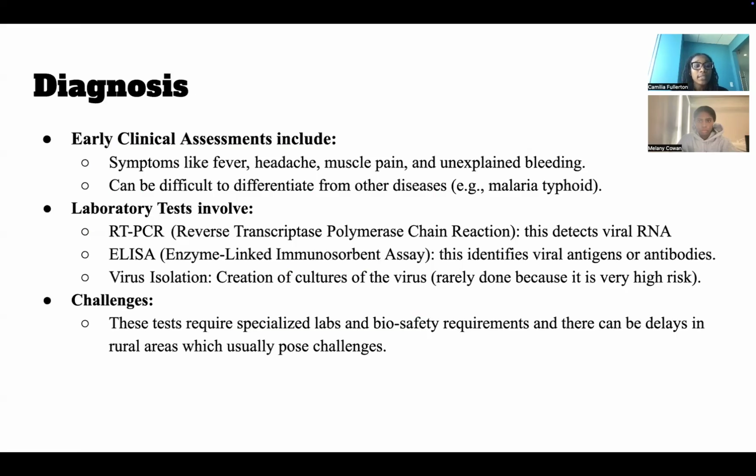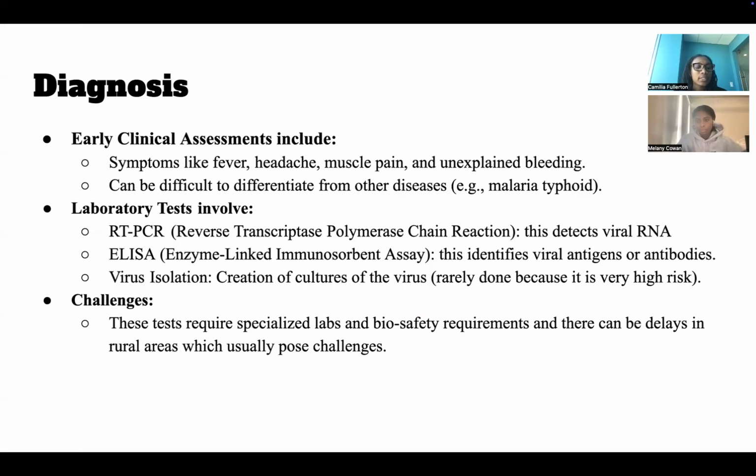So in some cases, Ebola can show up similar to other diseases, and when you're trying to figure out which disease it is, that takes away the time that you need to actually identify and solve it. So that can be an issue as well.